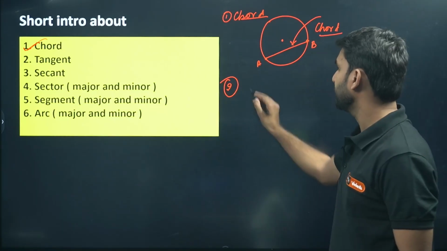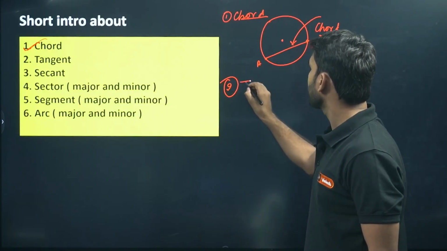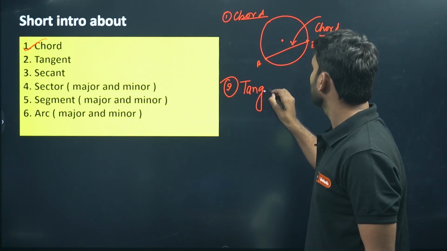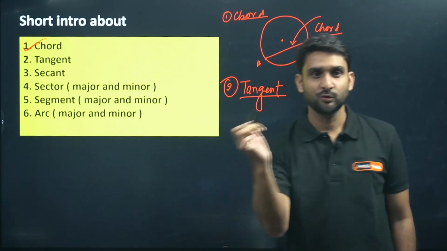And what is the second point? The second point is tangent. Very, very important. There is a technical glitch, I think the pen is not working well.